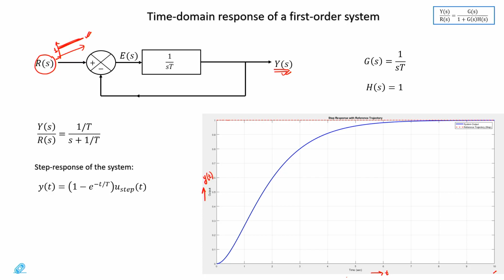This can also be shown mathematically. So, how do I show this mathematically? You think about it. How do I show this mathematically?